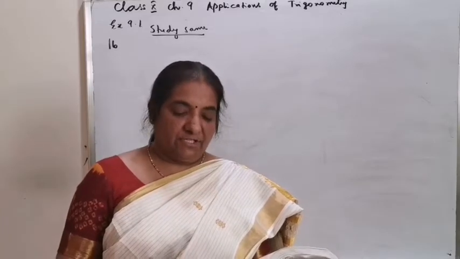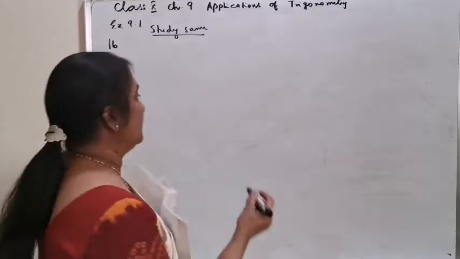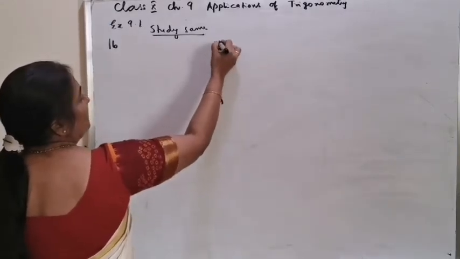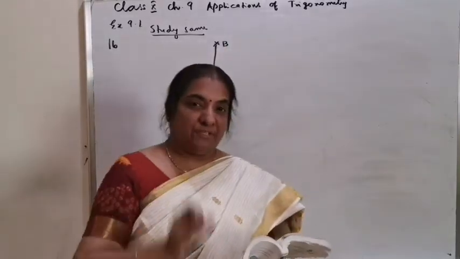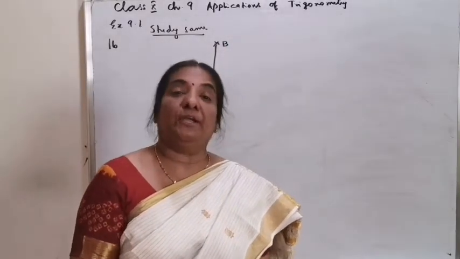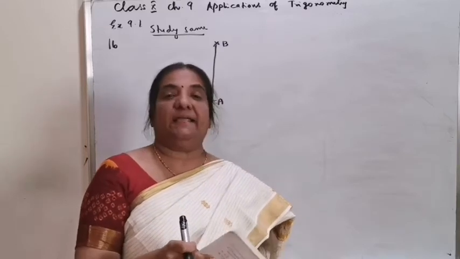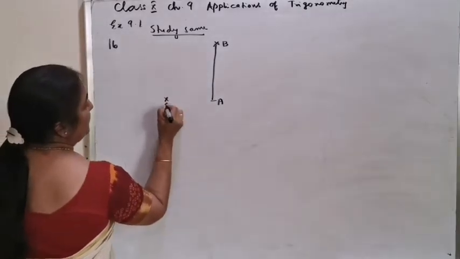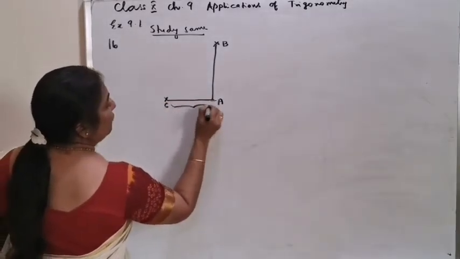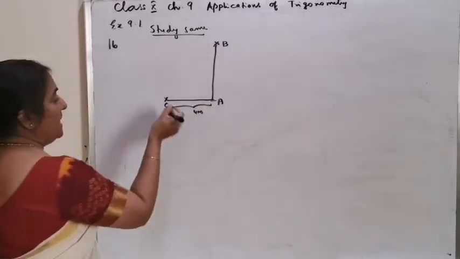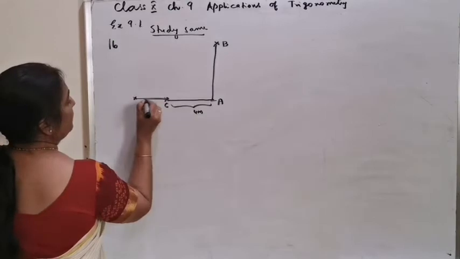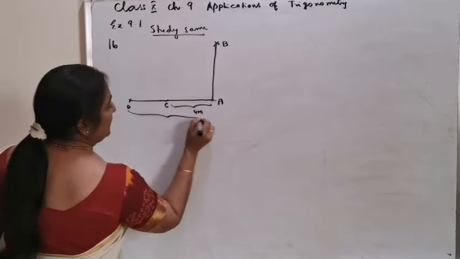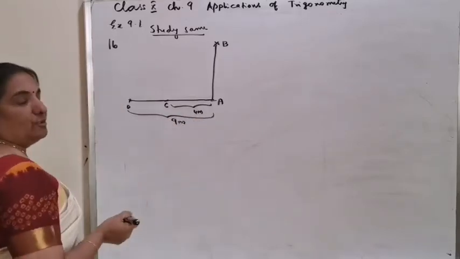The angles of elevation of the top of a tower. So immediately you will understand that there is a tower, and the top of the tower. The angle of elevation to the top of the tower is from two points at distances 4 meter and 9 meter from the base of the tower. That means the two points are there. The first point C is at a distance of 4 meter from the foot of the tower, and the second point D is at a distance of 9 meter from the foot of the tower.